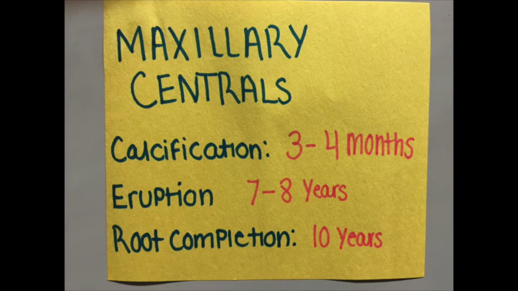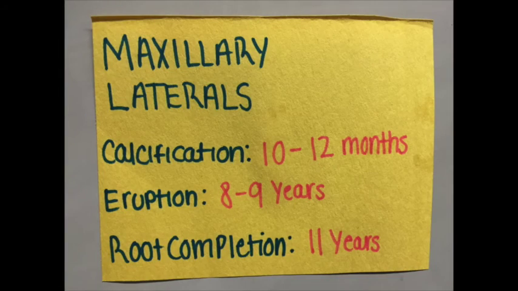Maxillary centrals calcify at 3 to 4 months. They erupt at around 7 to 8 years of age, and the roots are completed at 10 years of age. Maxillary laterals will calcify at 10 to 12 months. They will erupt at 8 to 9 years, and the roots are completed at 11 years of age.